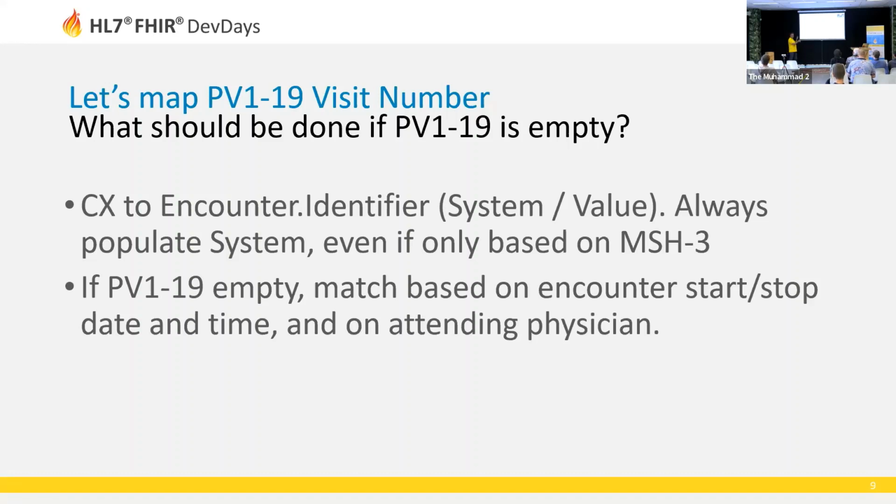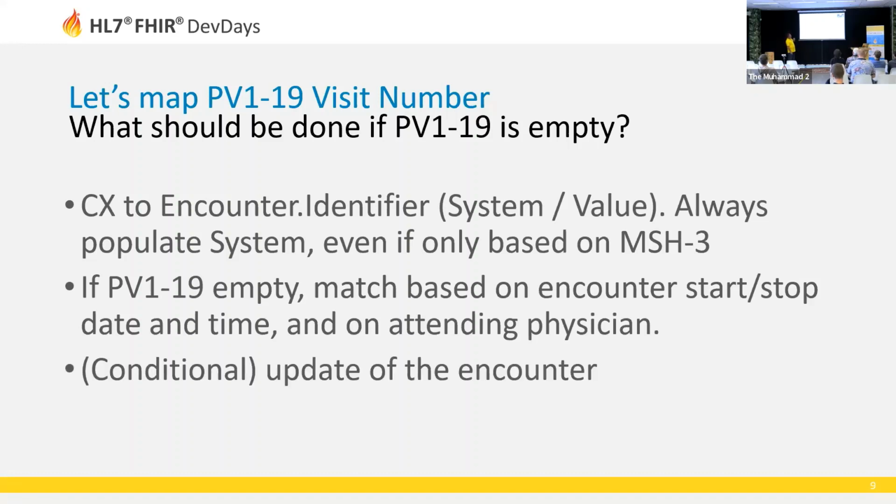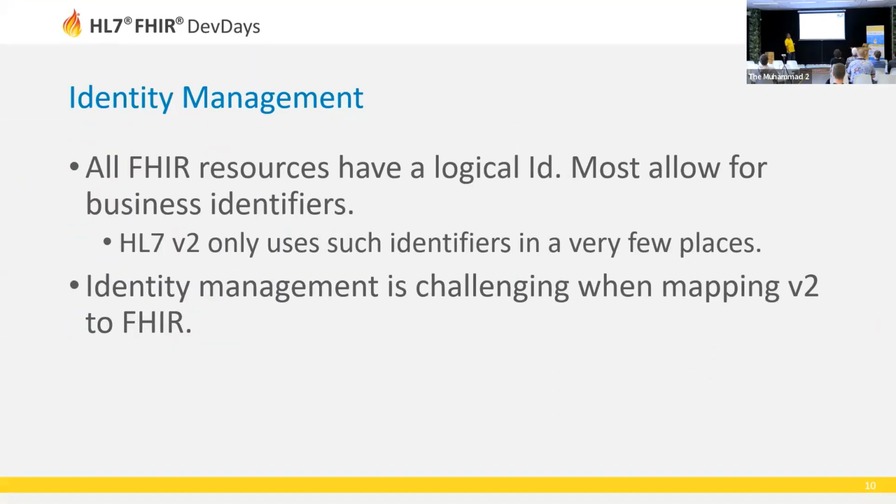Right, so what I'm doing is creating a generic translator, right? So this is not a translator that has been tweaked for a particular dialect of version 2. I'm trying to create a generic solution and pointing out some of the issues. So yes, this may lead PV119 to a conditional update, but the conditional update could be based on the encounter identifier or on this tuple that I talked about before, if PV119 is empty.